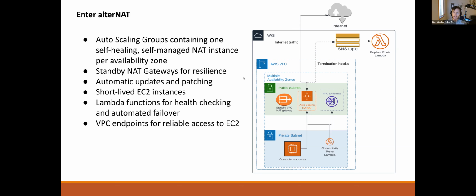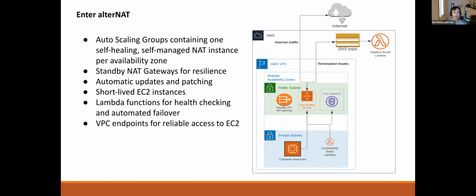So let's just touch on some of the key highlights within the architecture. So the first point I make is auto-scaling groups containing one self-healing, self-managed NAT instance per availability zone. That's a lot of words to unpack. In this diagram, just imagine that this is an availability zone. So if you're in US West 2, there are 4 total zones. Let's say you're in all 4 or 3, it really doesn't matter. It's the same thing deployed into all of them.